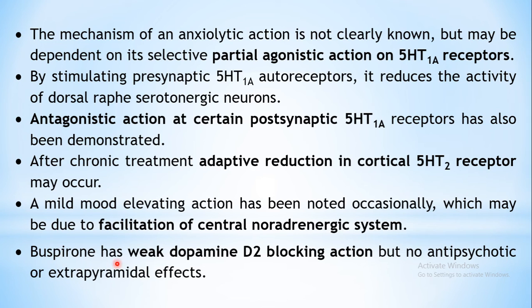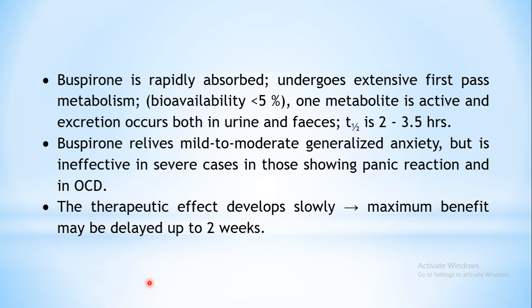Buspirone also has a weak dopamine D2 blocking action. The dopamine receptor subtype D2 may also be blocked. But though it is blocking this receptor, it does not have antipsychotic or extrapyramidal side effects. Actually, antipsychotics act by blocking the dopaminergic receptor. Buspirone is also blocking the D2 receptor, but it does not have any antipsychotic or extrapyramidal side effect precipitating tendencies. So these are the mechanisms of action.